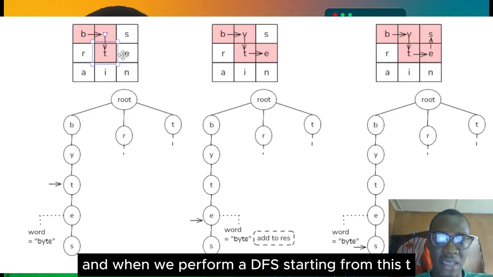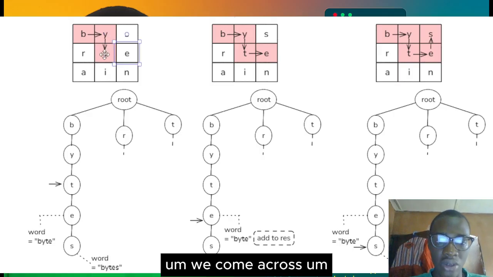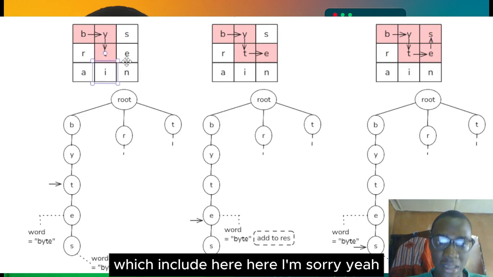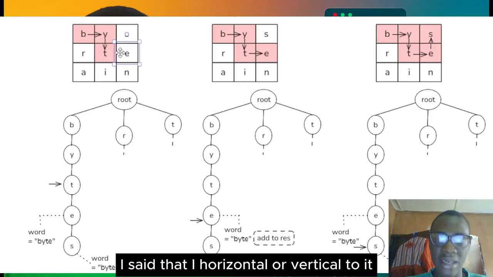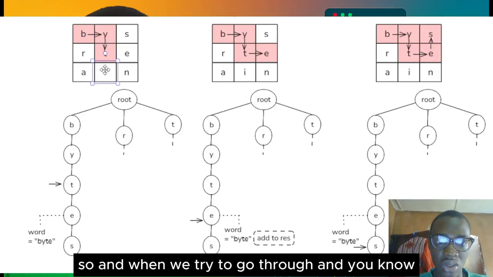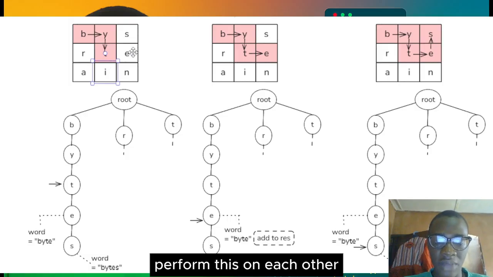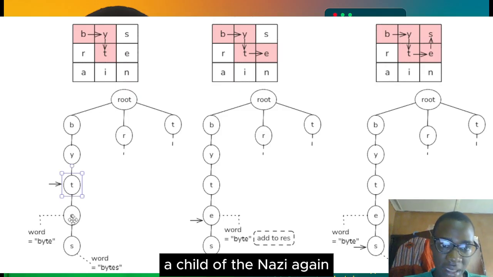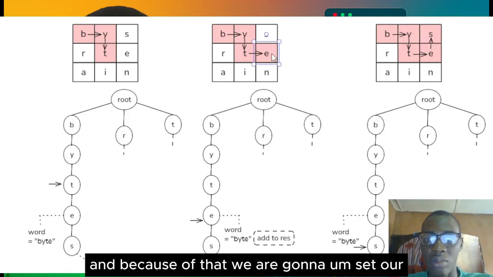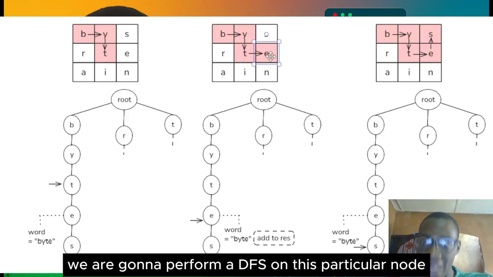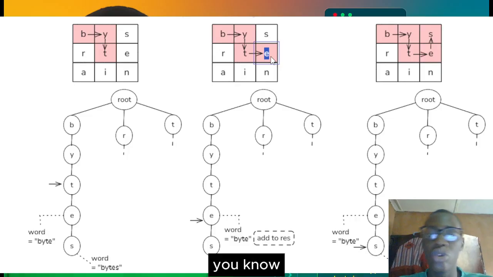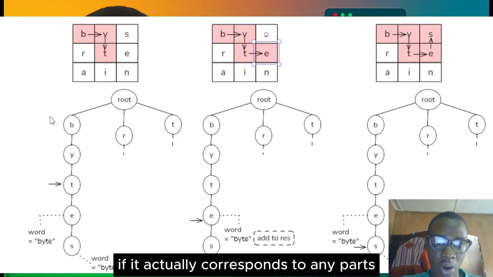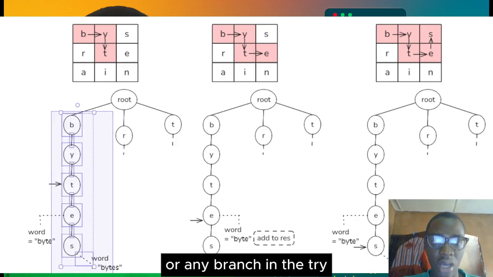When we perform a DFS starting from this T, we check every adjacent cell to T. Adjacent cells are cells that are horizontal or vertical to it. When we go through and perform DFS on each adjacent cell, we see that this particular one matches a child of the node, and because of that we perform a DFS on this node again. What we are trying to do is just traverse the board and check if it corresponds to any part or any branch in the trie.